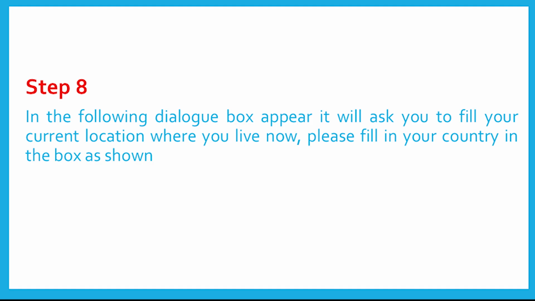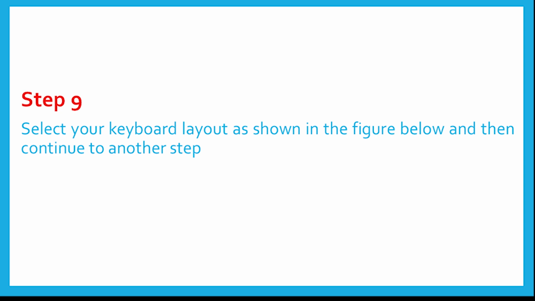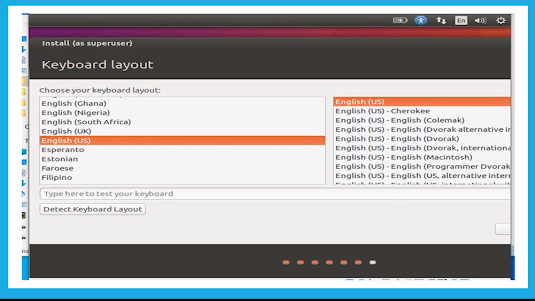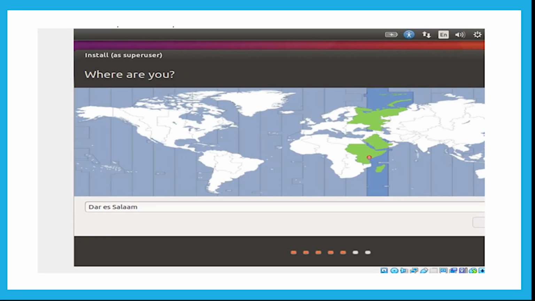Step 8. In the following dialog box, it will ask you to fill in your current location where you live now. Please fill in your country in the box as shown. Step 9. Select your keyboard layout as shown in the figure below and then continue to the next step. Step 10. Choose your city now as shown in the figure below and continue to the next step.